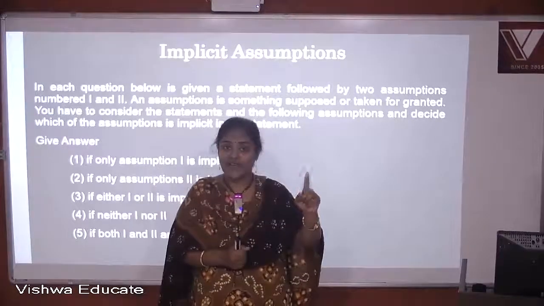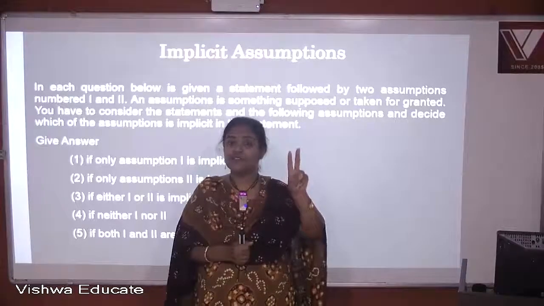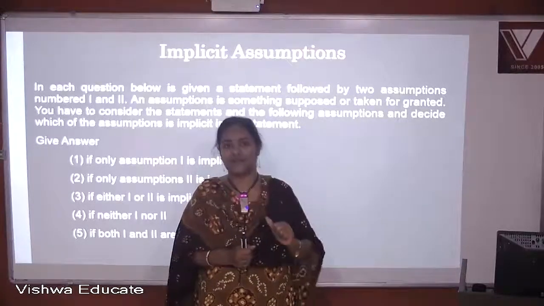So when number 1 is right, 2 cannot be possible. When 2 is right, 1 cannot be possible. Understood?